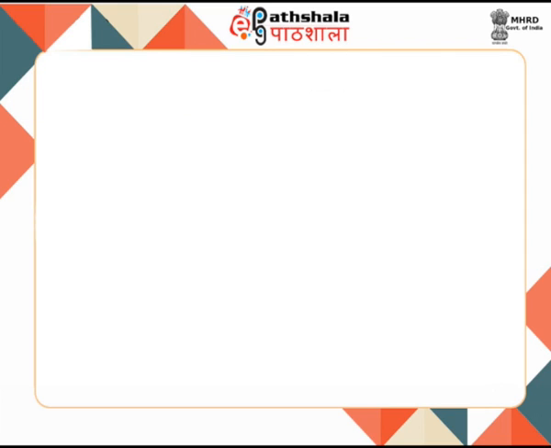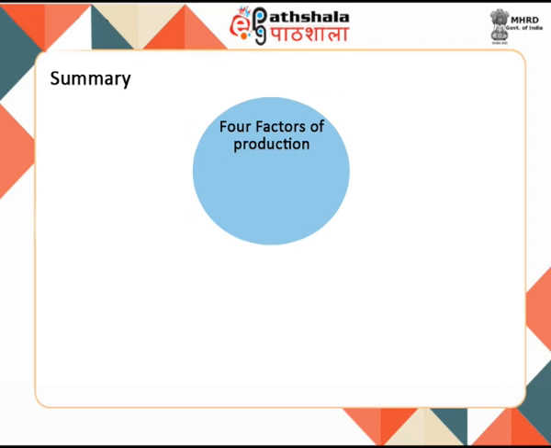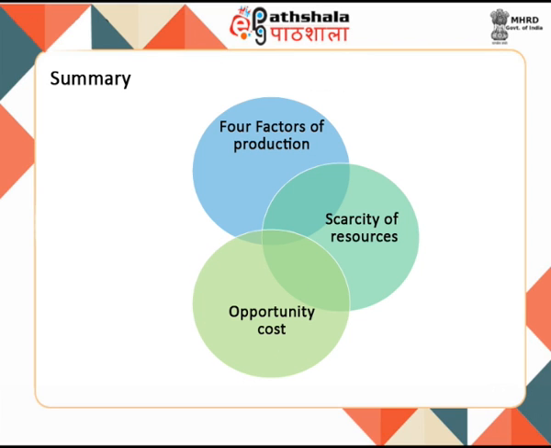Let us now recapitulate what we have learned in this module. There are four factors of production: land, labor, capital, and the entrepreneur. Scarcity of resources leads to the problem of what to produce, how to produce, and for whom to produce. Opportunity cost is the value of the next best alternative foregone. Production possibility frontier represents the production trade off, that is, the choice of production between products given the scarce resources.